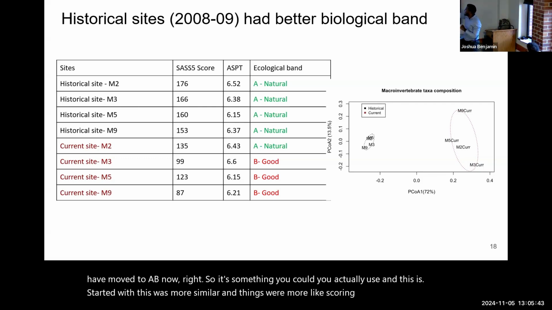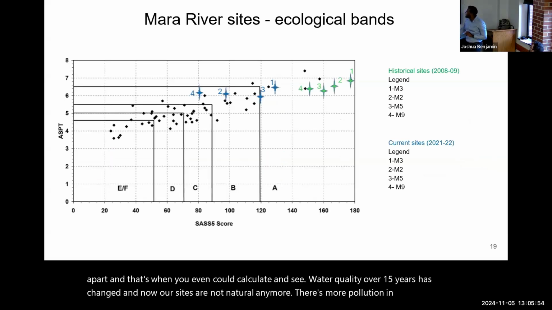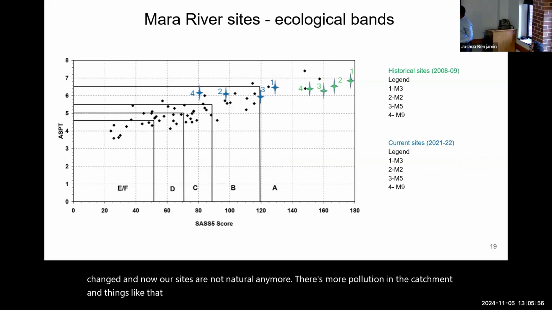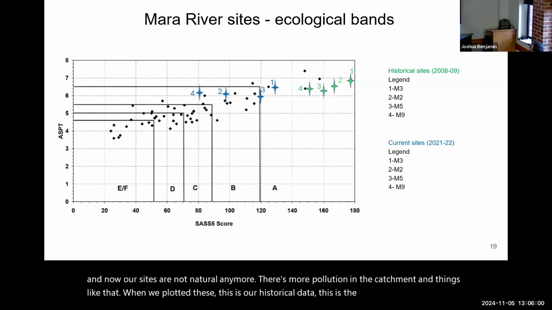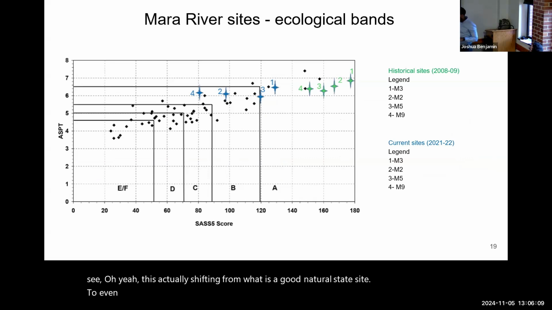Things have moved apart, and that's when you could even calculate and see, oh, water quality over 15 years has changed, and now our sites are not natural anymore. There's more pollution in the catchment and things like that. When we plotted this is our historical data, this is the current data, and you could see, oh yeah, things are actually shifting from what is a good natural site to becoming more and more bad over time, right?